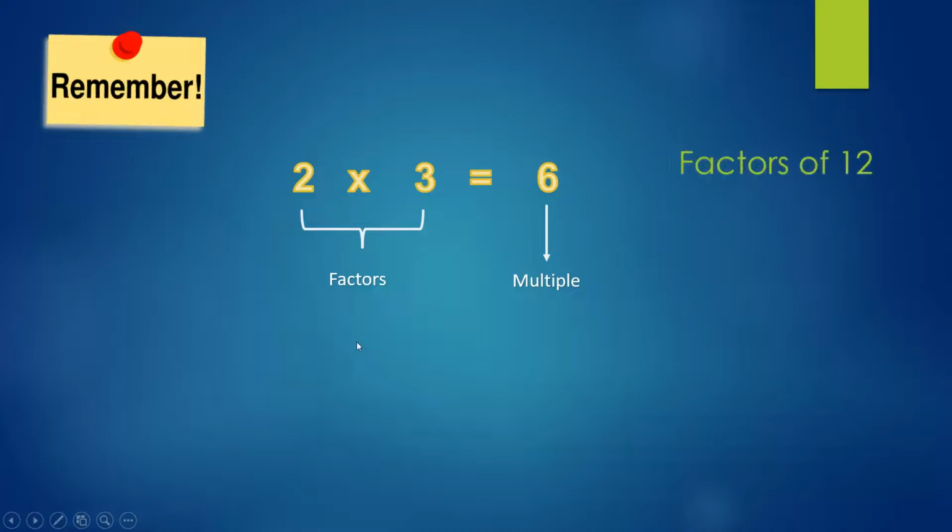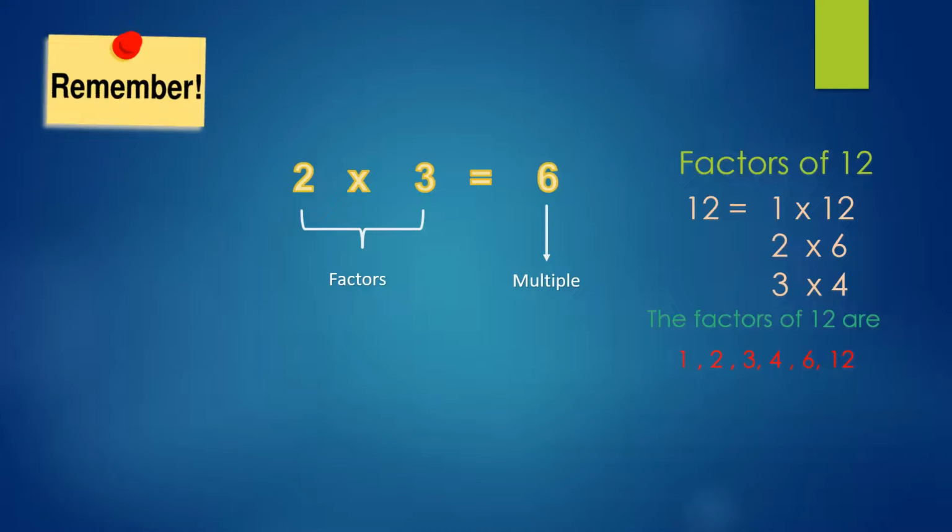Okay, factors of 12. If I want to calculate factors of 12, do you remember? Let's remember the pairs. 12 equals 1 times 12. To calculate factors, we must start with 1. So we will start with 1 times 12, the number itself and 1. Okay, 2 times 6 equals 12. 3 times 4 equals 12. So the factors of 12 are 1, 2, 3, 4, 6, and 12.